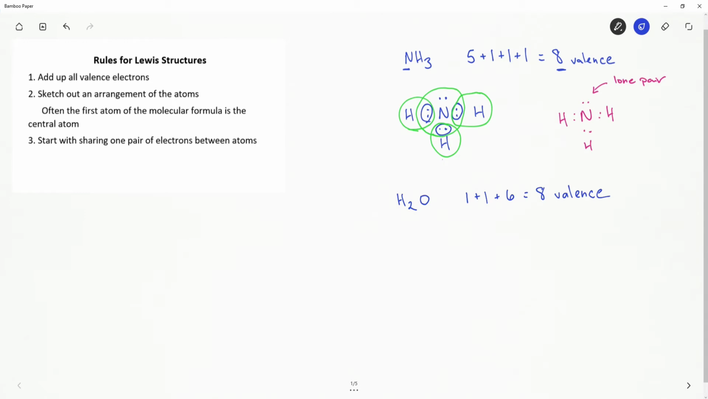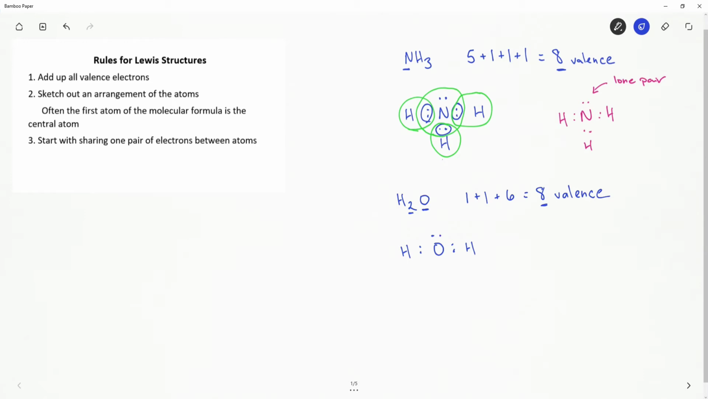Okay, this is a case where the central atom is not written first. And the way I know that is because I have 2 hydrogen atoms there, whereas oxygen is just a single atom. So I'm going to put oxygen in the center, and I'm going to put each hydrogen on either side. Okay, now I'm going to share a pair of electrons. So I have 1, 2, 3, 4. I've used 4 electrons. Again, I have 8, so I have 4 more.